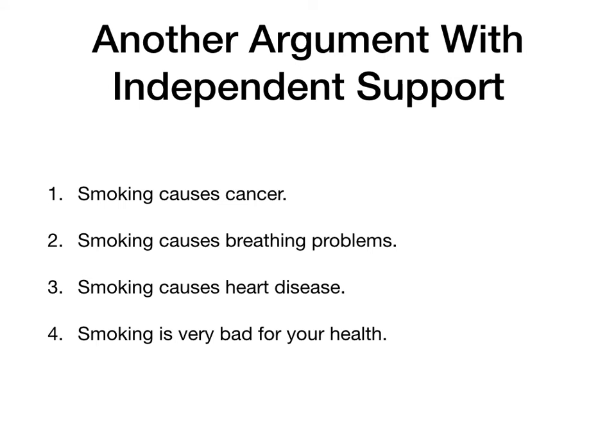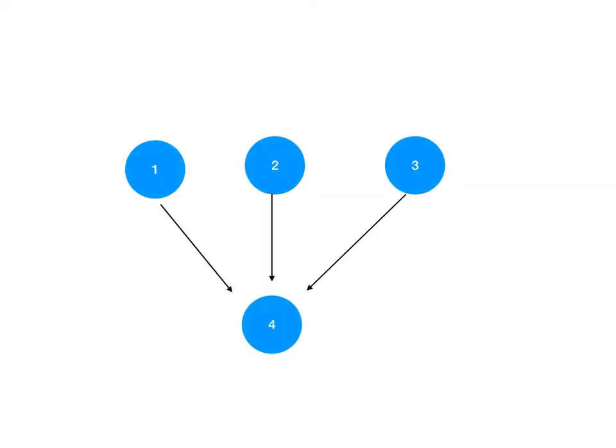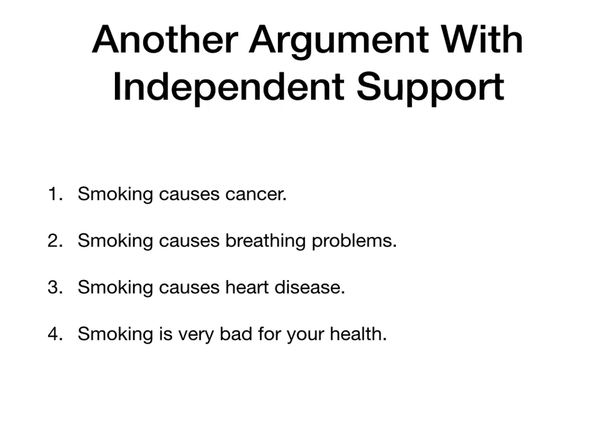Here's another argument with independent support. Smoking causes cancer. Smoking causes breathing problems. Smoking causes heart disease. In the sense that smoking makes each of these things much more likely than if you don't smoke. Conclusion: smoking is very bad for your health. In the diagram here, 1, 2, 3 all give you, independently of each other, some reason to think smoking is very bad for your health. Smoking causes cancer, that alone is a good reason to think it's bad for your health. If it causes heart disease, again, some reason to think it's bad for your health.